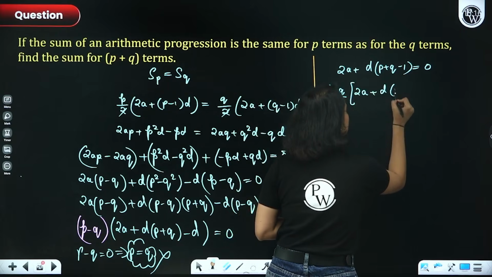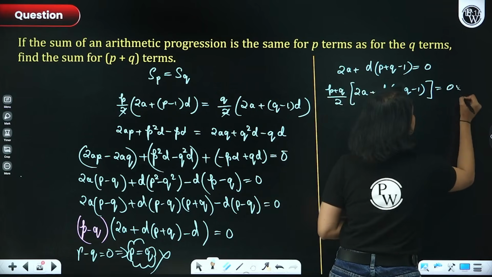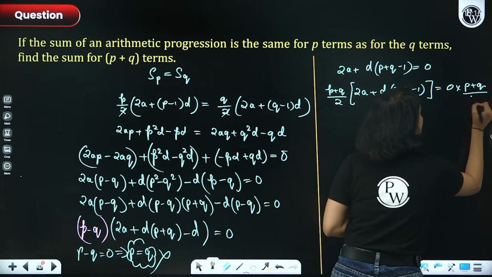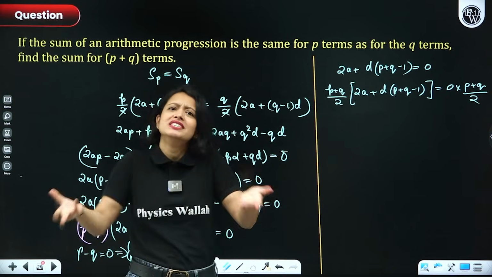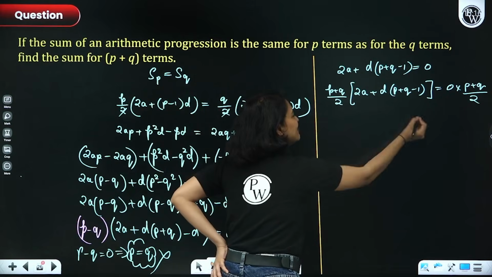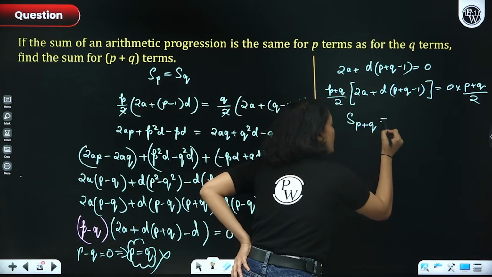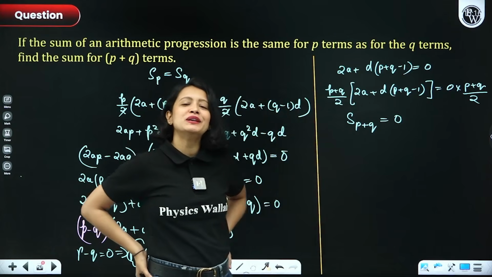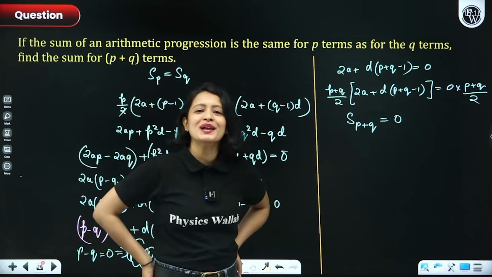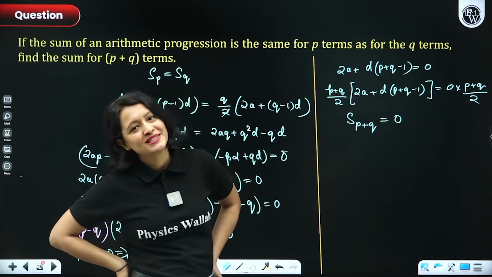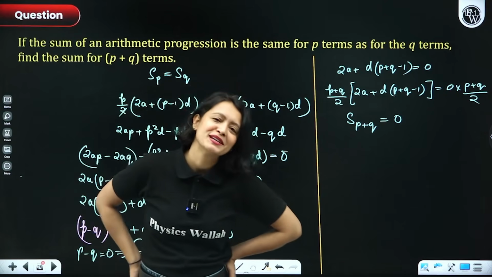I can multiply P plus Q by 2 on both the sides, and the right hand side will still remain 0, because 0 into P plus Q by 2 is 0, right? But the left hand side has become S of P plus Q. Has it not? The sum of first P plus Q terms would be P plus Q by 2 multiplied with twice of A plus P plus Q minus 1 multiplied with D. I have just used the formula Sn is equal to n by 2 into 2A plus n minus 1 D.